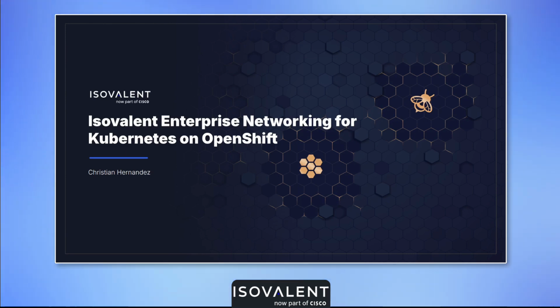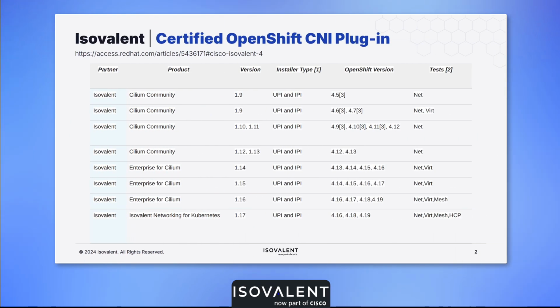Have you heard that Isovalent Enterprise Networking for Kubernetes has been certified on OpenShift? That's right. Isovalent Enterprise Networking for Kubernetes is a certified CNI plugin for OpenShift. So why is this exciting? Using Cilium, OpenShift administrators have complete end-to-end control of the Kubernetes network using Cilium networking policies.